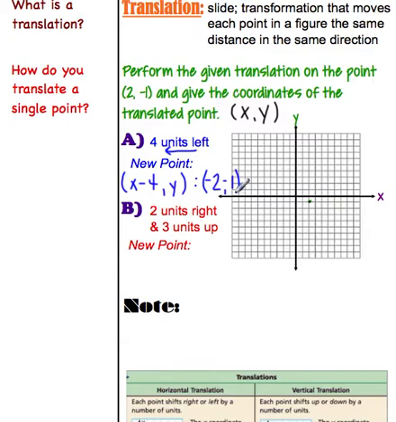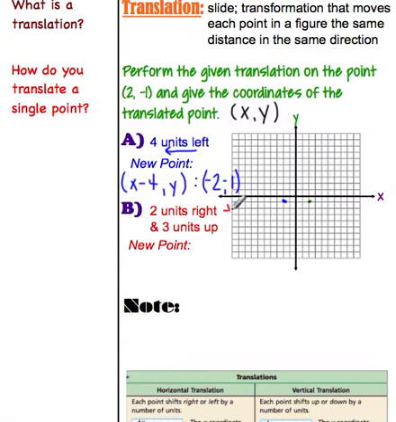So if I go ahead and graph that, my point is right here. And if you look at that, if you physically count, you can go to the left 4 and you get our new point. Now looking at this next one, we have 2 units right and 3 units up.